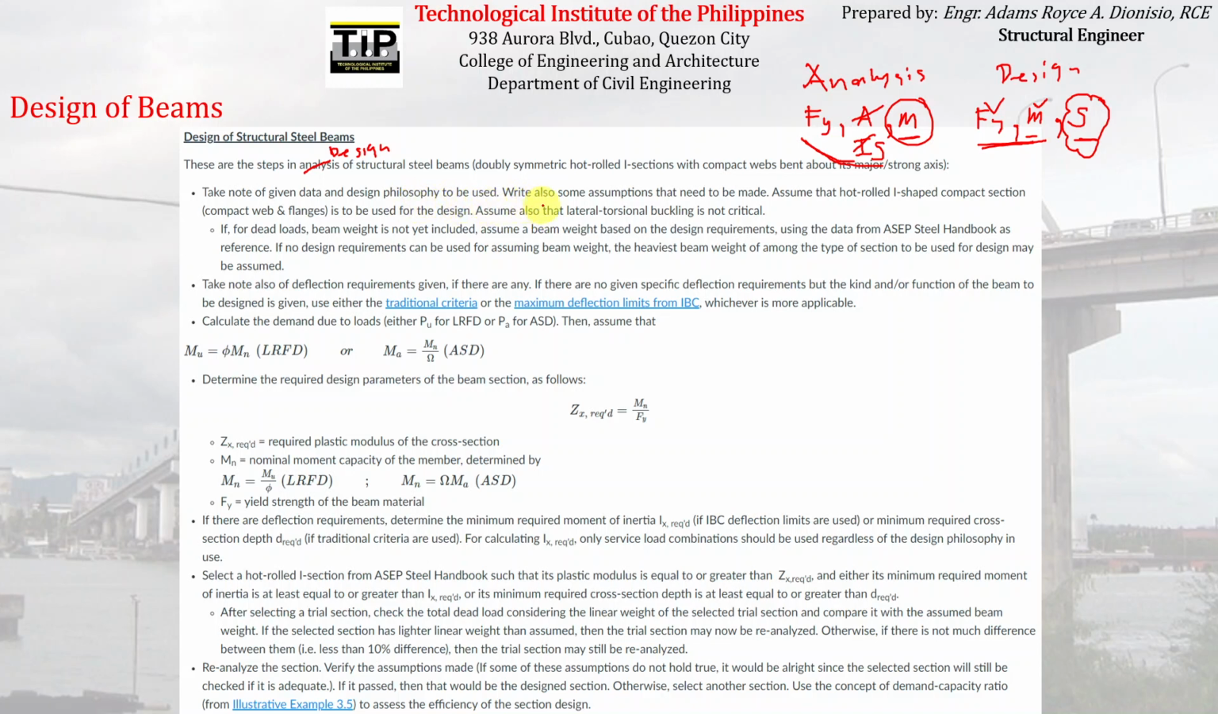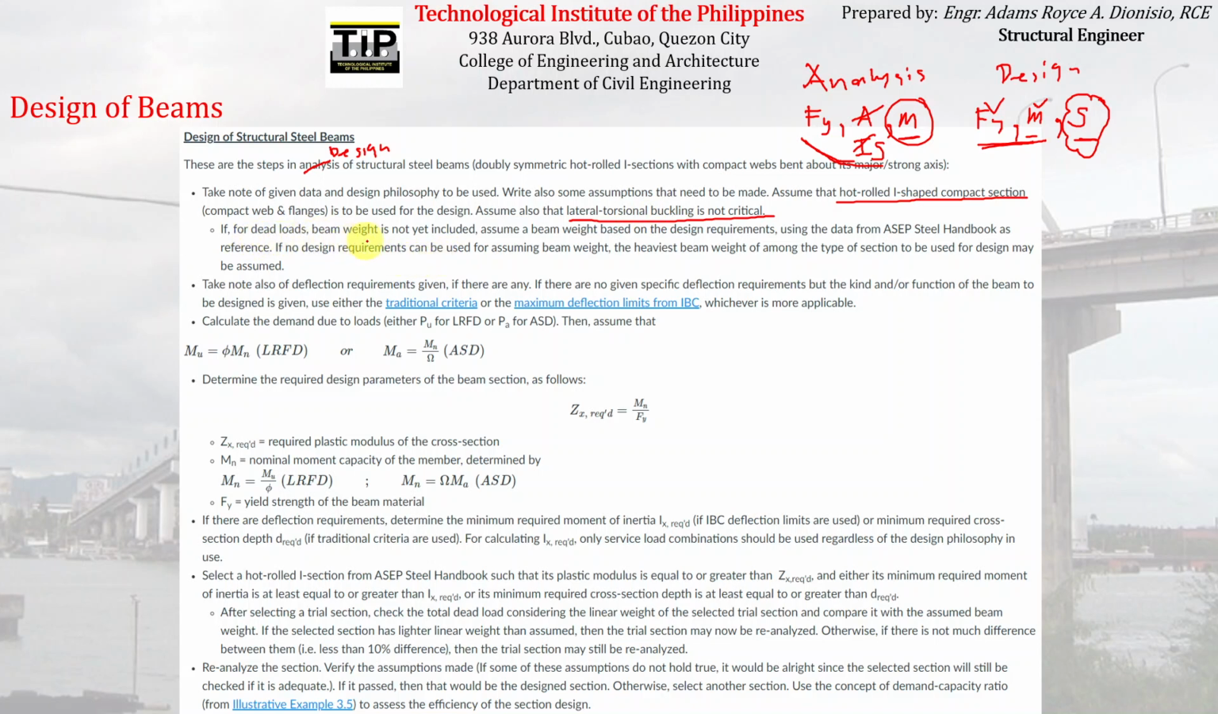Okay, also, there are some assumptions that need to be made. Assume that a hot rolled I-shaped compact section with compact web and flanges is to be used for the design. Assume also that lateral torsional buckling is not critical. So you are already assuming some things here. You are already assuming that the W section or the steel section that you will use is limited to hot rolled I-shaped compact sections. And we are also assuming that lateral torsional buckling is not critical. Therefore, we don't need to check the lateral torsional buckling for the design part, although for the analysis, we have to check it as well.